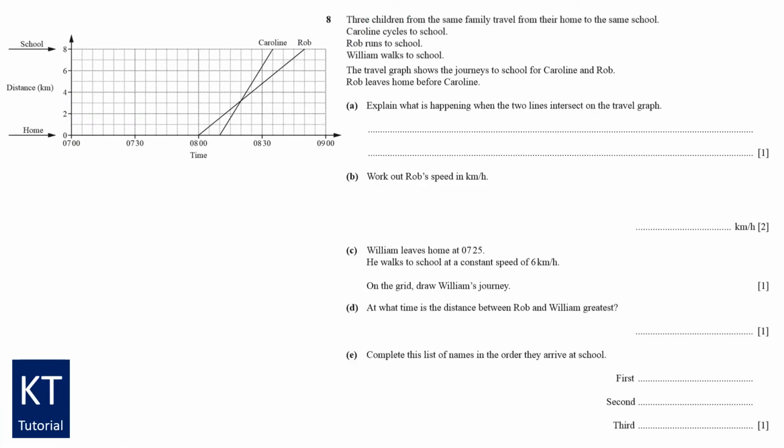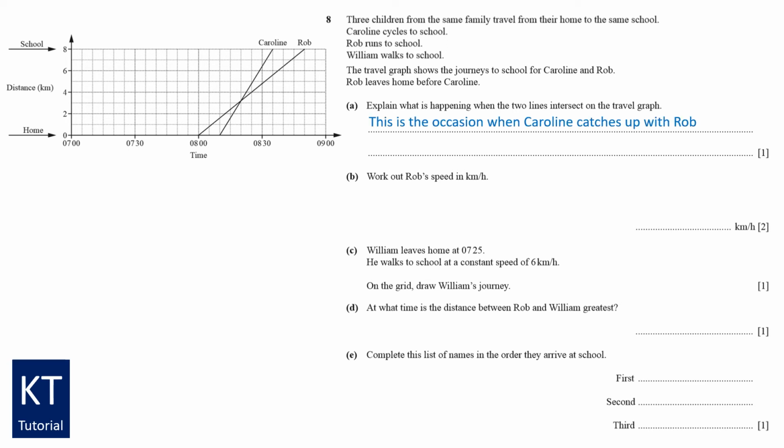Question 8. Three children from the same family travel from their home to the same school. Caroline cycles to school, Rob runs to school, and William walks to school. The travel graph shows the journeys to school for Caroline and Rob. Rob leaves home before Caroline. Explain what is happening when the two lines intersect on the travel graph.